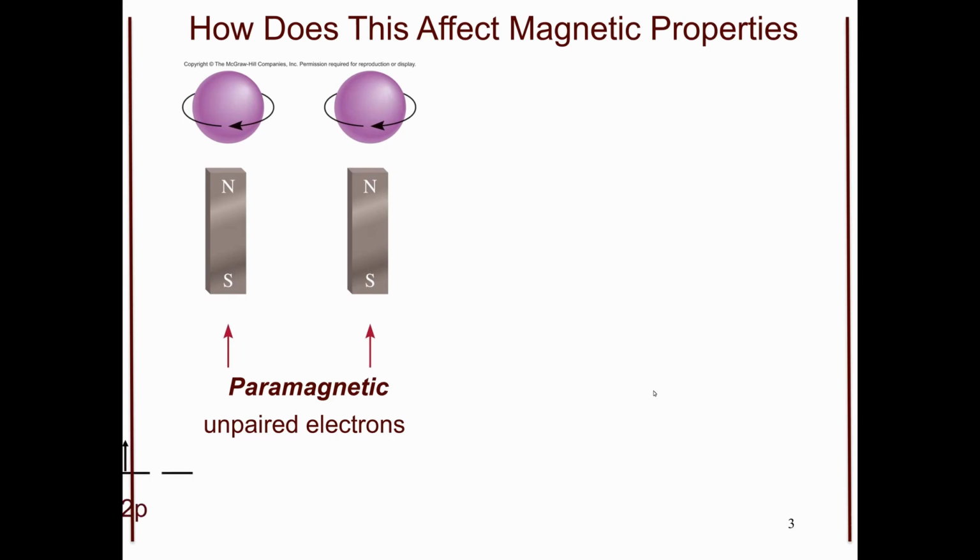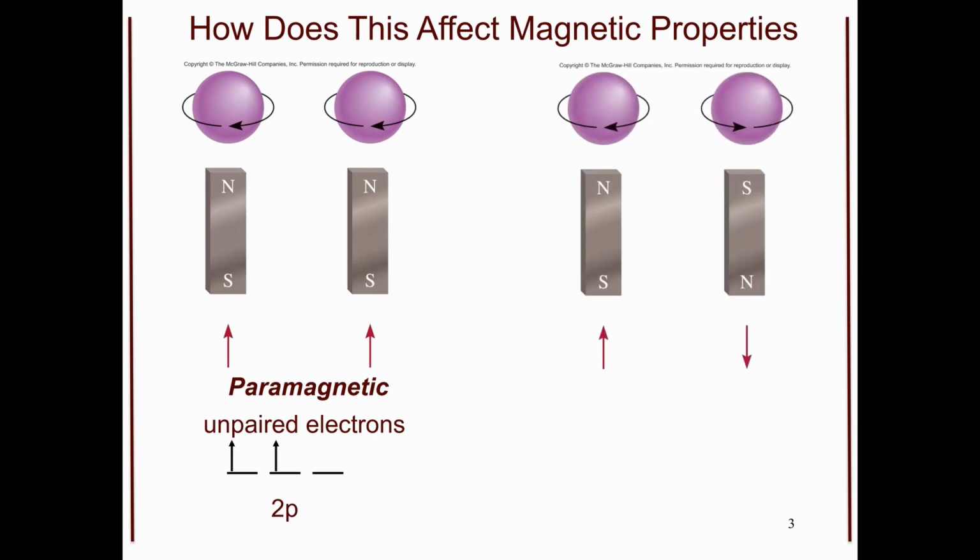If we look here at this 2p subshell, you will notice that I have two unpaired electrons in degenerate, same-energy orbitals. This means that we are going to have a positive magnetic moment for this orbital, because we have two electrons that are creating a magnetic field that cannot be canceled out.